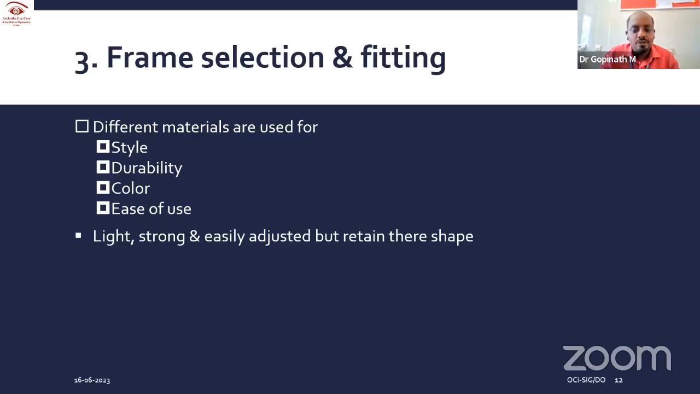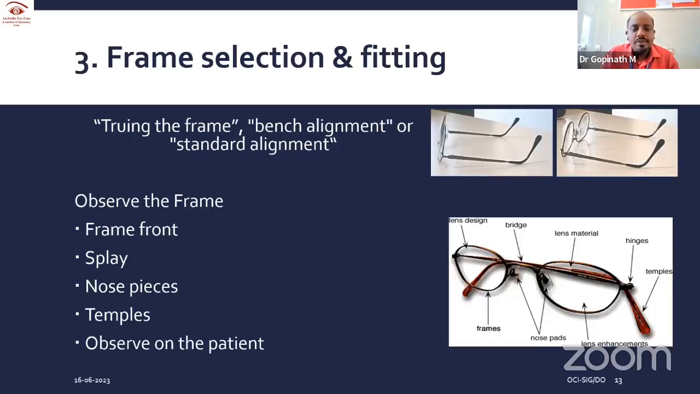Any frame should have all these things, so that even if you go somewhere wrong in terms of measurement, you have an option to adjust the frame, so that your outcomes are going to be better. And it should be flexible enough to insert the lenses. So these are all the steps you should observe. You look at the frame front, the splay angle, nose pieces, temples, and very important, you should not just look at the frame, it should be observed on the patient's face.